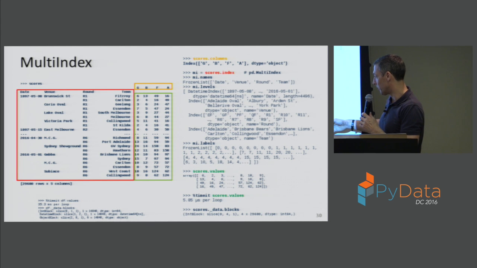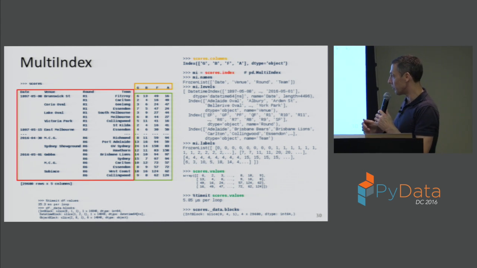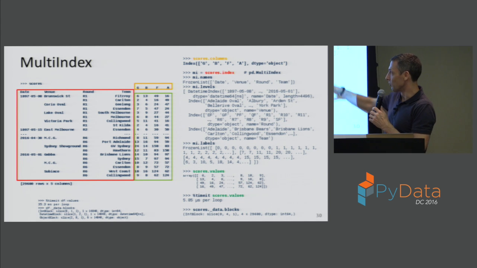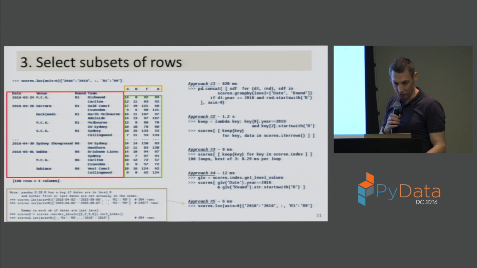We can look at what the data blocks are from within the block manager inside the data frame. And these are all integers, so we have just one block manager that holds integers.